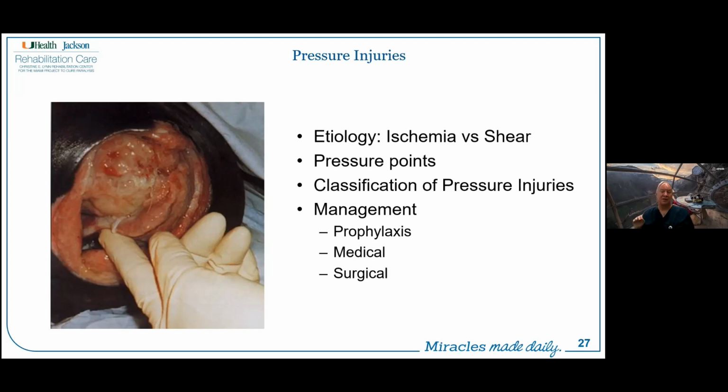We will talk through the classification of pressure injuries. They used to be called pressure ulcers. We've recently changed the nomenclature on that for specific reasons that we'll talk about. But this is a major issue for many of our folks with spinal cord injury, particularly those who are aging and may have gone 15, 20 years without a pressure injury and suddenly have their first pressure injury.